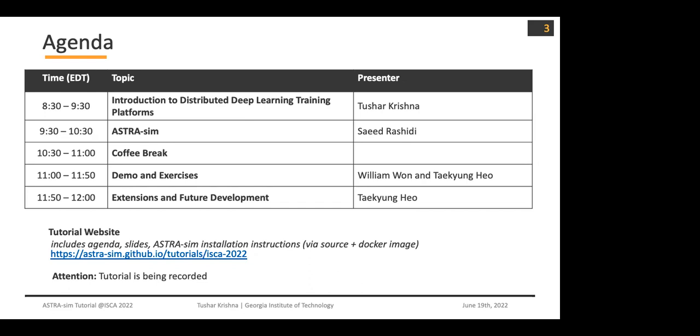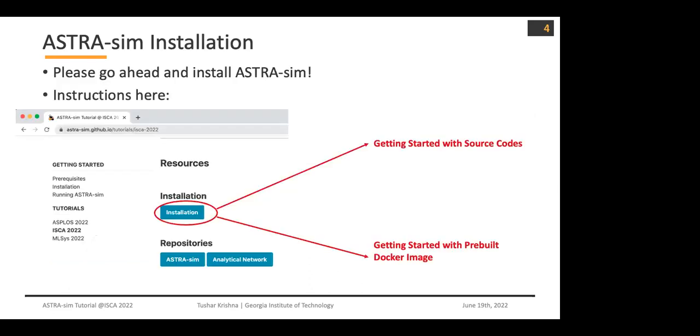So the tutorial website is listed here. And the tutorial is also being recorded on Zoom and it will be uploaded. So in terms of installation for ASTRA-sim, if you want to go ahead and get started, go to the ASTRA-sim website and go to the ISCA 22 tutorials. This is basically where all the resources are. You can install ASTRA-sim, both the source code as well as a pre-built Docker image. And we've also provided links to the GitHub repositories of the code bases that we'll be using. If you go to the installation, it'll automatically clone the appropriate repositories and the demo exercises.